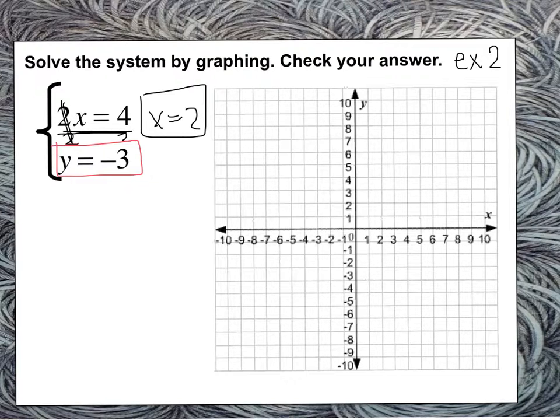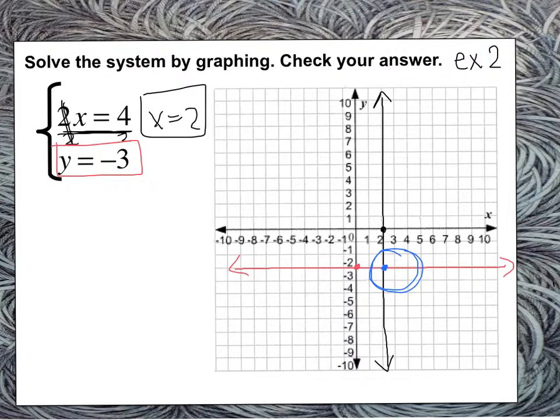For x equals 2, I go to 2 on the x-axis, which is right here. And there's no slope or anything to calculate. So I just draw a line, and it's a vertical line at x equals 2. Okay, now let me go ahead and graph y equals -3. I go to -3 on the y-axis, which is right here. And then I draw a line through that point. And that is my line for y equals -3, which is a horizontal line. And now the solution is the point of their intersection, which is right there. Notice that it is very easy to see, easier than the last example.